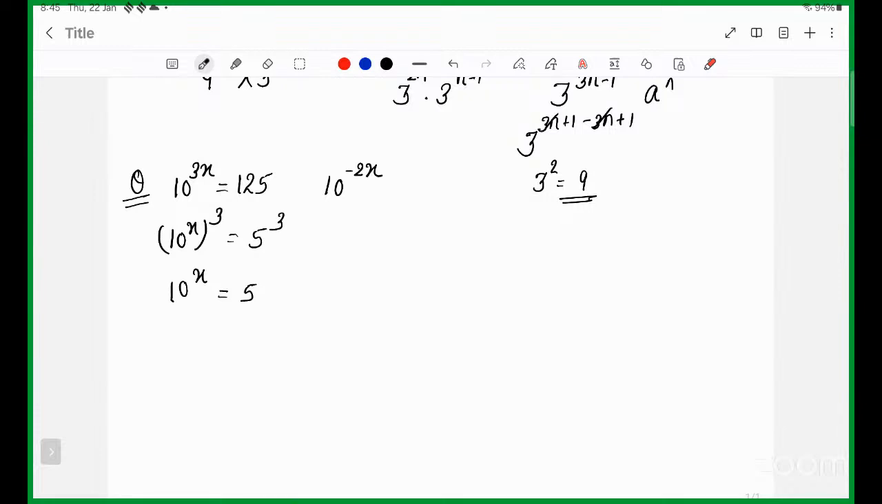So here it is asking the value of 10 raised to power x, raised to power minus 2. Okay, so taking minus 2 on both sides, it will be 10 raised to power x, raised to power minus 2, and it will be 5 raised to power minus 2. 5 raised to power minus 2 is nothing but 1 upon 25. So our answer will be 1 upon 25.